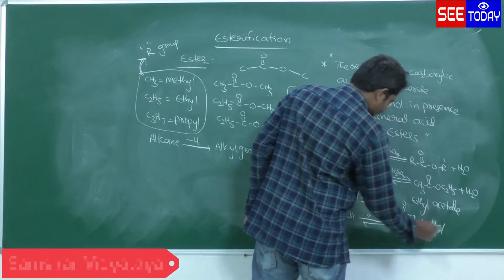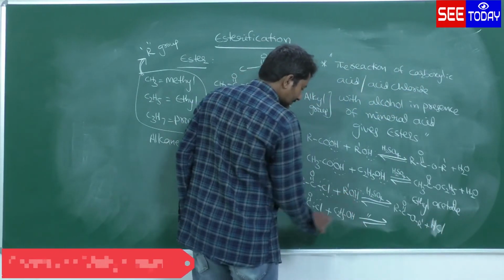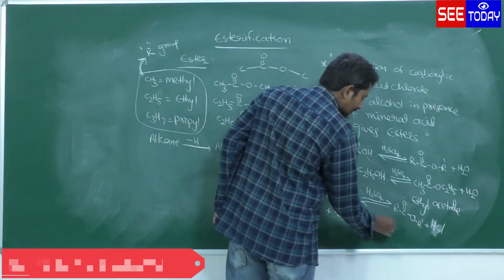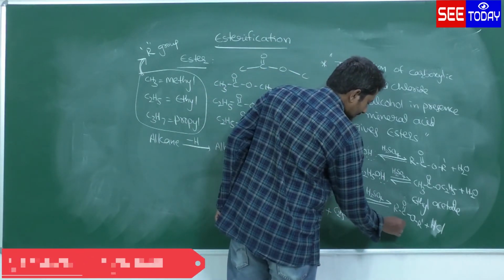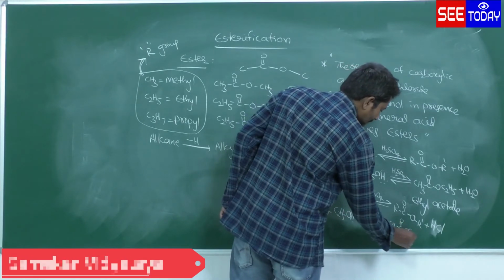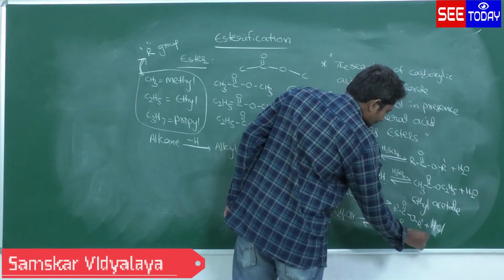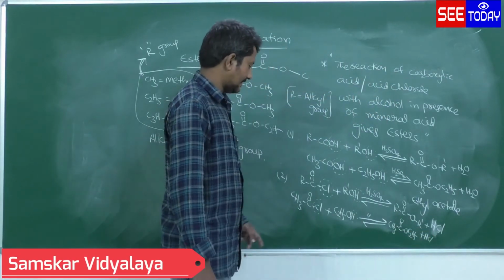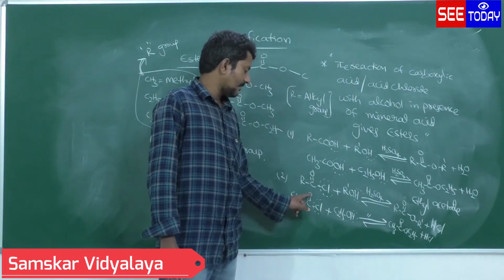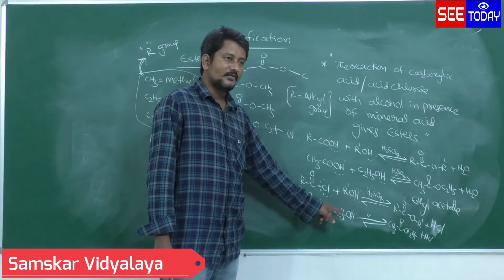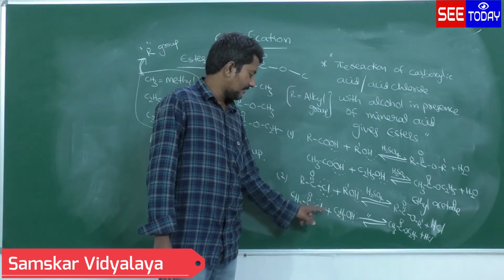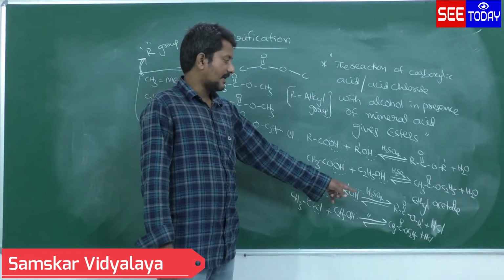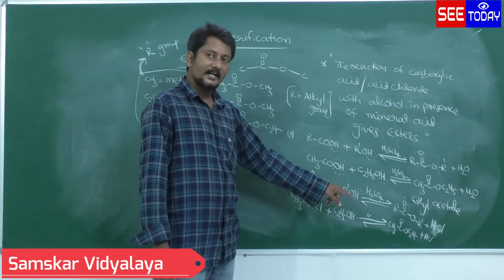HCl is eliminated, and it gives CH3C(=O)OC2H5 plus HCl. This is ethyl acetate: CH3C(=O)Cl plus C2H5OH. Loss of HCl takes place to give the ethyl acetate. That is also called ethyl acetate.